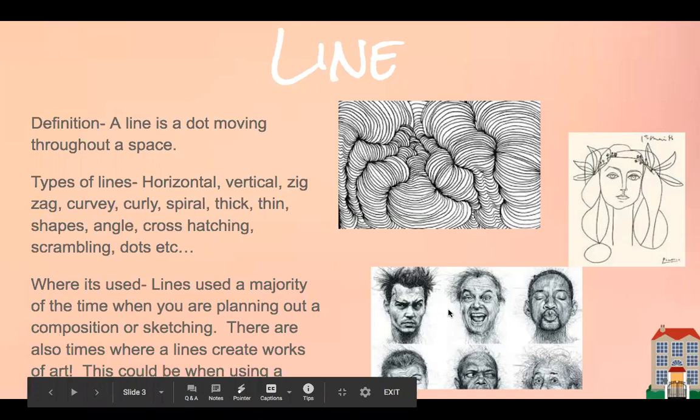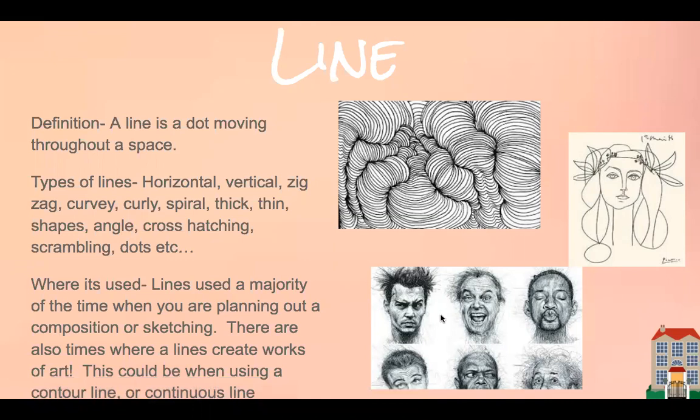This one uses line to create a portrait. So this portrait is actually just made out of scribbles. So an artist just kept on moving their pencil and pen over and over again to scribble, and it created those portraits. Lines are used in almost every different type of art. They're used when you're planning a composition, sketching. They can be an art form all on itself. We'll be using them when making contour line projects or a continuous line project.